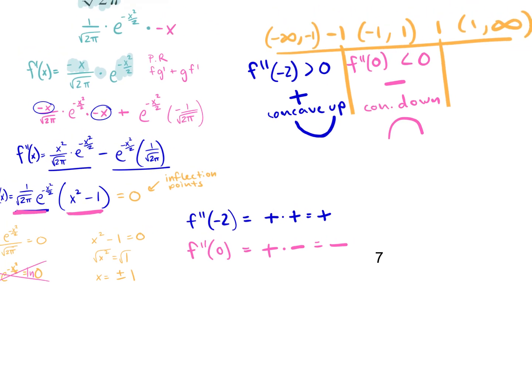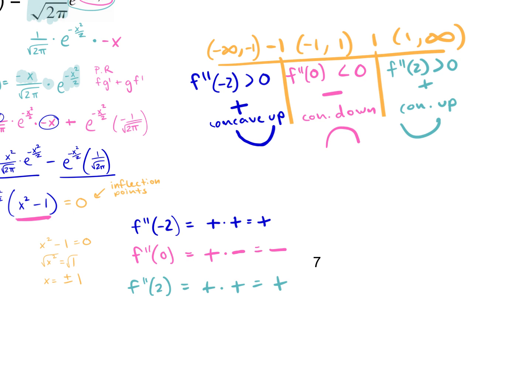And then let's test our third interval. We can plug in 2. We end up with a positive and a positive, so this would be positive. So when we plug that into the second derivative, we are positive, so greater than 0. So we're concave up. So because our concavity changes, both of these values are our inflection points. So we'd have an inflection point at negative 1 and positive 1.